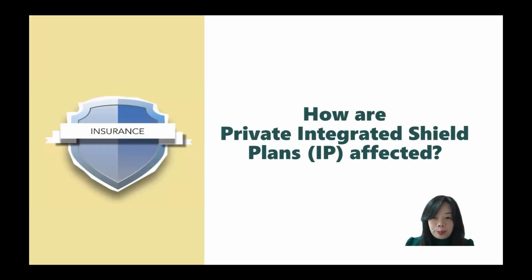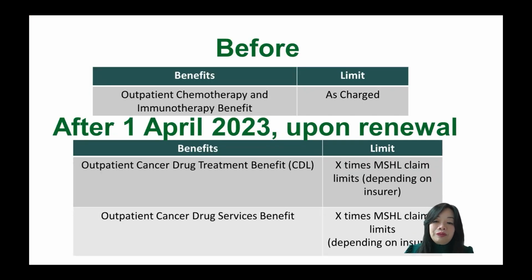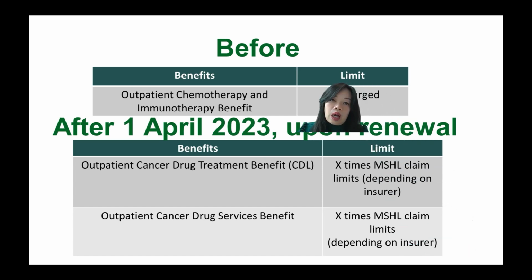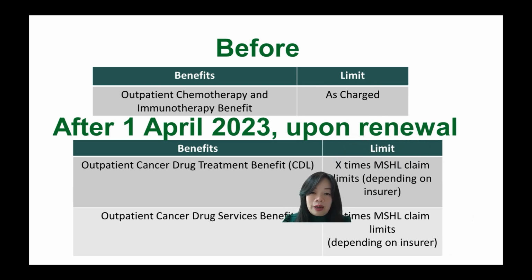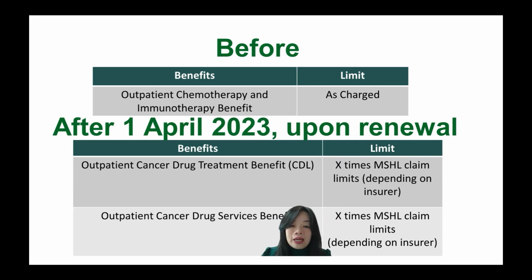So now then, how are the private integrated shield plans being affected? So before the changes, the benefit will be the outpatient chemotherapy and immunotherapy benefit that is as charged, meaning there's no limit. However, after the 1st of April 2023, upon renewal of the insurance policy, it will be replaced into two benefits, namely the outpatient cancer drug treatment benefit, which in short form, I will address it as CDL, and the outpatient cancer drug services benefits.